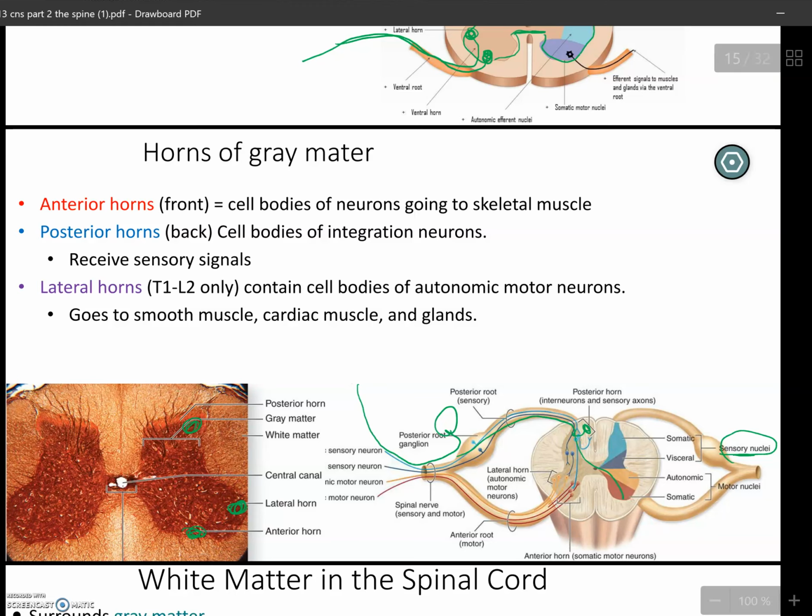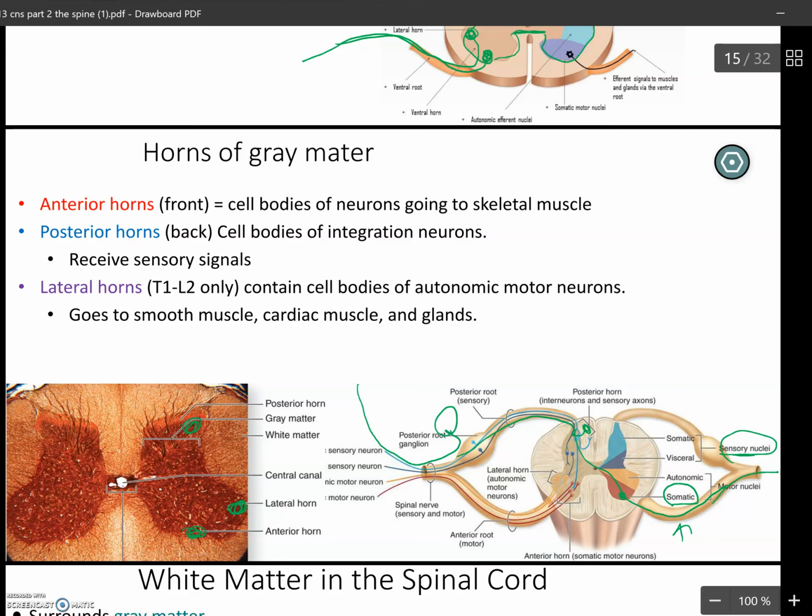The anterior horns are in the front. So this is the anterior horn, and these are motor neuron cell bodies. Now these are somatic motor, which is voluntary. So those are going out the anterior root, and they are going to go to skeletal muscle.